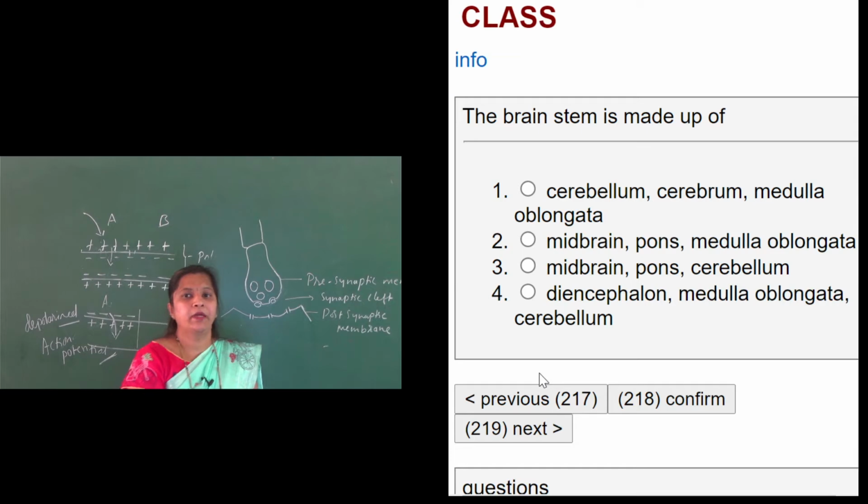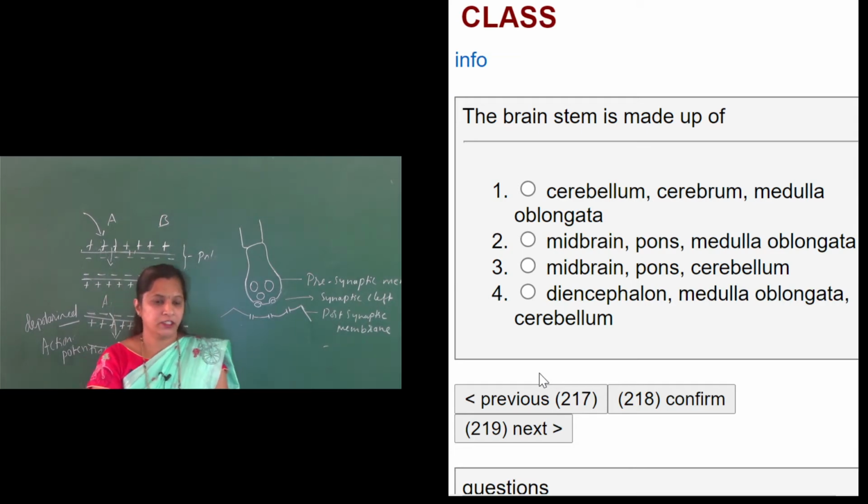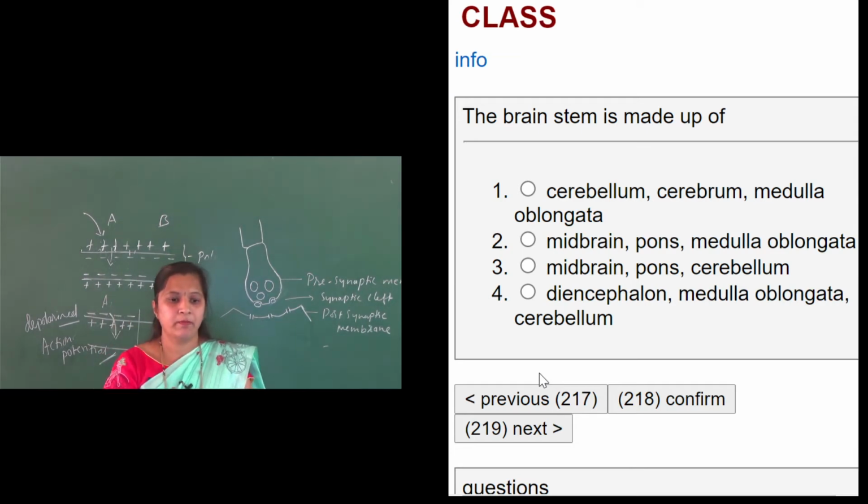The brainstem is made up of: first option, cerebellum, cerebrum, medulla oblongata. Second option, midbrain, pons, medulla oblongata. Third option, midbrain, pons, cerebellum. Fourth option, diencephalon, medulla oblongata and cerebellum.